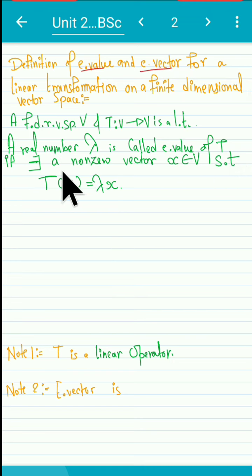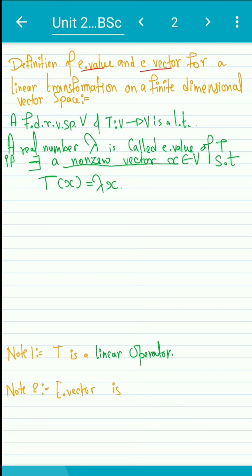If there exists a non-zero vector x, this x must be a non-zero vector. I will explain why it is non-zero, but for now let me just continue. A non-zero vector x inside V such that T of x is equal to lambda x. So how am I finding this lambda? Definitely, if you see the definition in the converse format, it becomes easy.